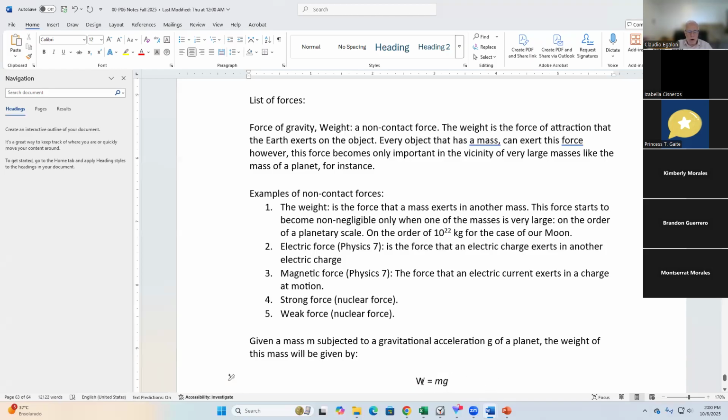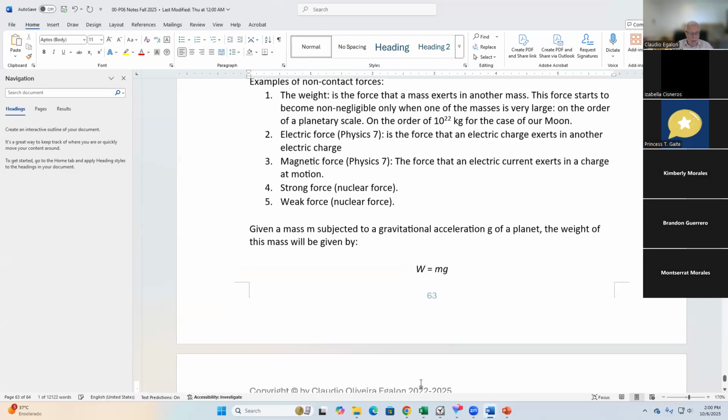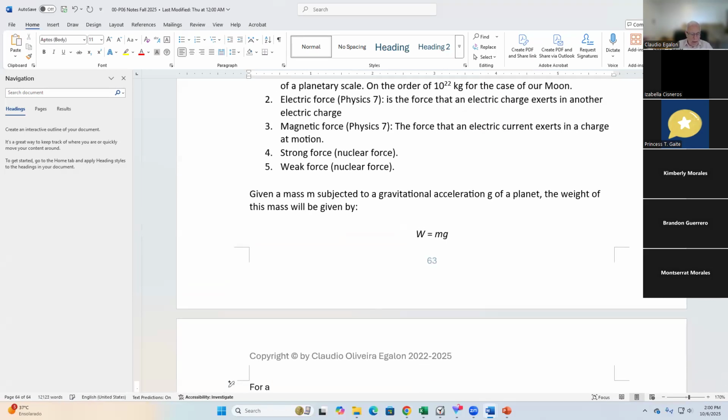Okay, so for a 1 kilogram mass nearby the surface of the planet Earth, its weight will be given by approximately 10 newtons. 1 kilogram times 10 meters per second square, right?